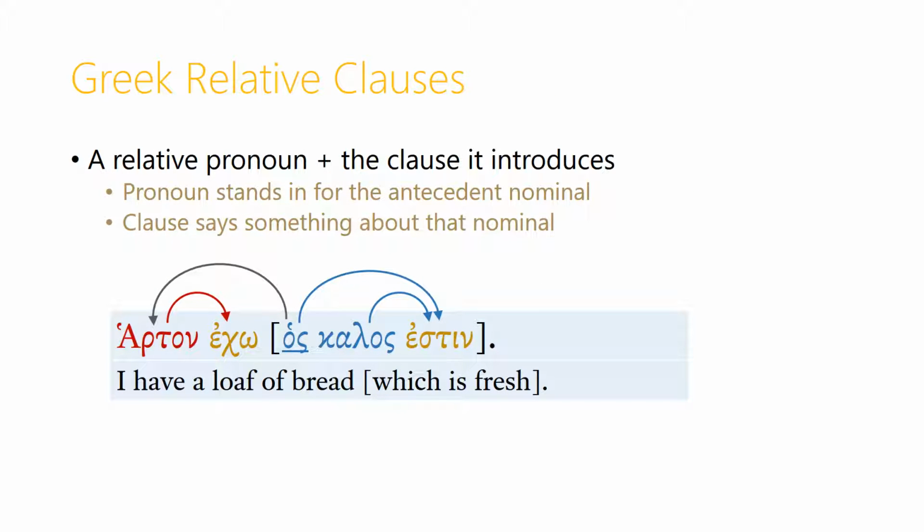A Greek relative clause, then, is the relative pronoun plus the clause it introduces. The pronoun stands in for the antecedent nominal, and the clause says something about that nominal. In this example, arton echo is the main clause, arton providing the direct object for the main verb echo, and hos, at the beginning of the relative clause, picks up or points back to that arton. So arton echo hos kalos estin. Kalos estin is something that we want to say about that arton. So I have a loaf of bread, an arton, which, hos, kalos estin, which is fresh.